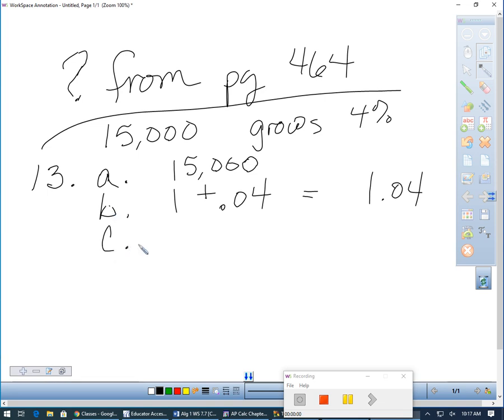Part C says to find the number of students enrolled after 1 year, you calculate 15,000 times 1.04. If it's for 1 year, technically your exponent is to the first, but it's the same, right? Alright. Part D.